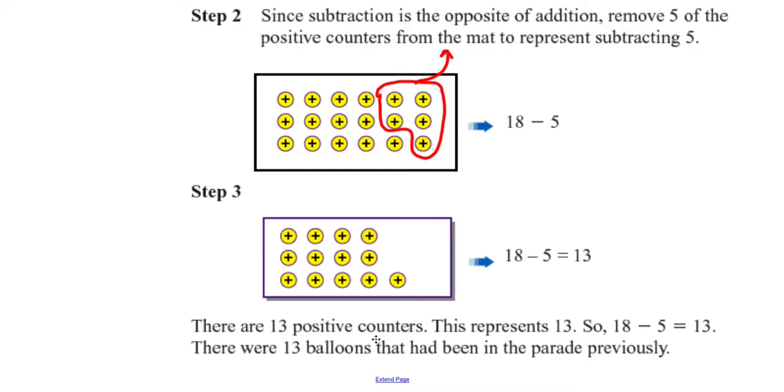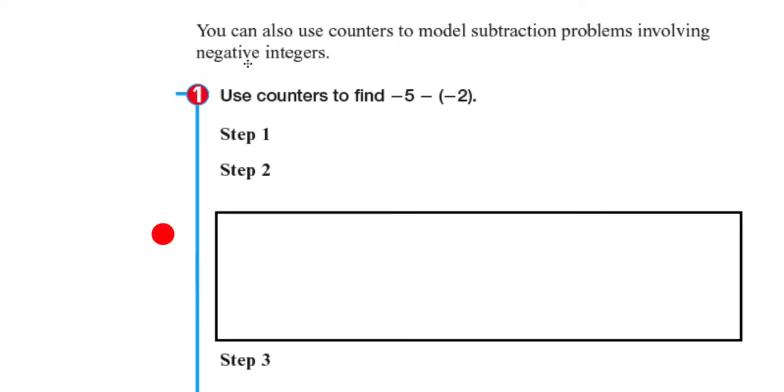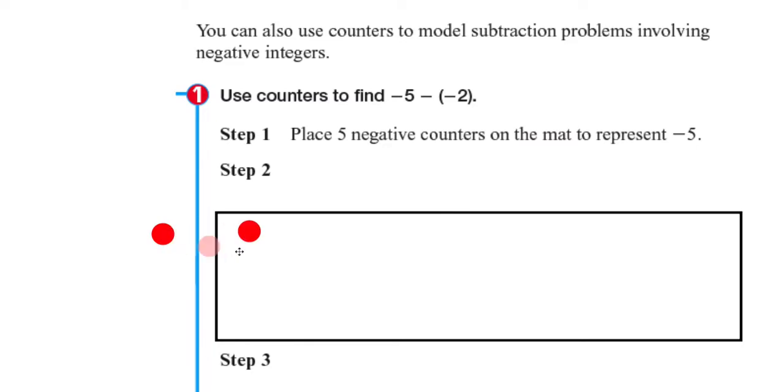And let's take a look at examples, and let's deal with more complicated problems. So example number 1, you can use counters to model subtraction problems involving negative integers. So let's use counters to model negative 5 minus negative 2. Now we're dealing with something we didn't do in second grade. Place 5 negative counters on the mat to represent negative 5. So 1, 2, 3, 4, 5.